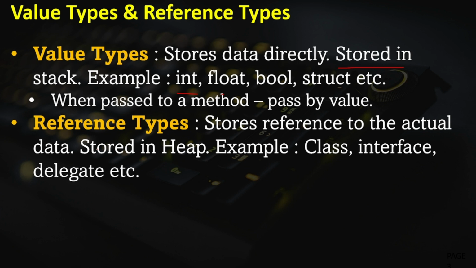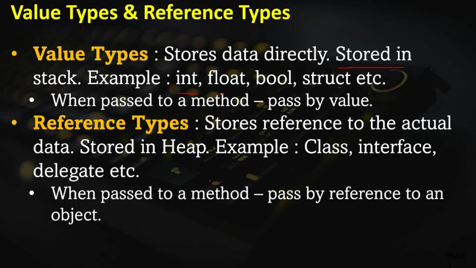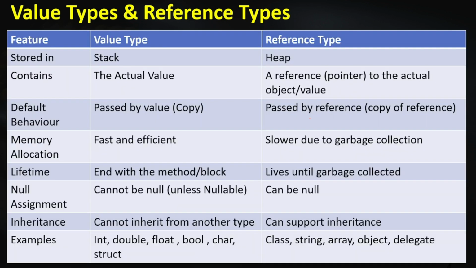If you are talking about reference types, they store references instead of the actual data. The actual data is stored somewhere else. I will show you in pictorial form and in detail in some moment. Specifically, they are stored in the heap. Examples of reference types are class, interface, and delegates. When they are passed to a method, they are passed by reference. With these two little descriptions, we have got to know what value types and reference types are.